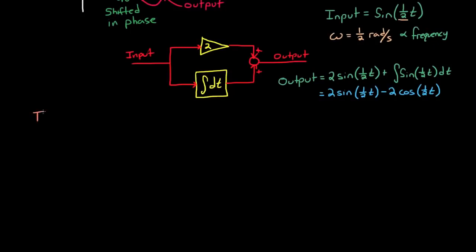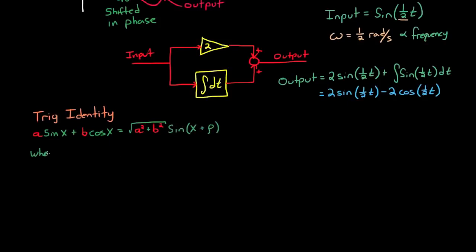Now, in order to interpret this from here, we're going to need some help from some trig identities. Now, I didn't remember this. I had to actually go look this up. But this trig identity that I'm going to be using is a sine of x plus b cosine of x equals the square root of a squared plus b squared times the sine of x plus rho, where rho is equal to the arctangent of b over a. Now, of course, this is only true if a is greater than or equal to 0.